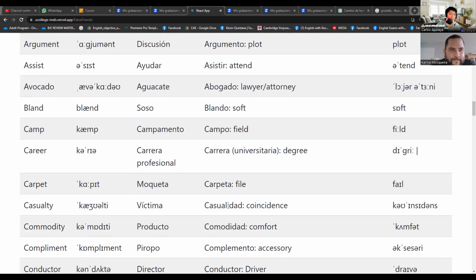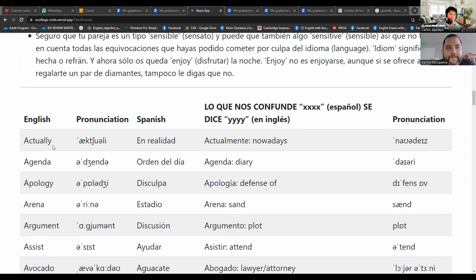Y aquí he escrito algunos de los errores muy comunes, como por ejemplo actually, que es en realidad. Si tú quieres decir actualmente, sería nowadays. Por ejemplo, tú digas, nowadays I'm working as a developer. I'm working as an architect nowadays. And actually, y de hecho, I make a lot of money, you can say.